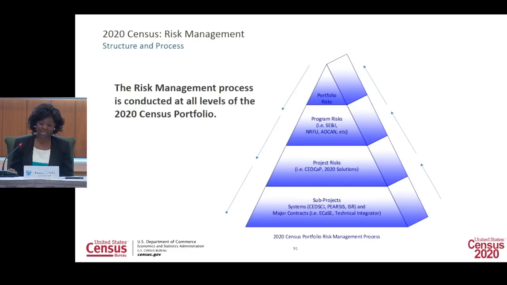In addition, within each program are projects and sub-projects. Some are supported by major contracts. Our risk management approach involves managing risks from the sub-projects to the projects, programs, and ultimately at the portfolio level. This integrated approach to risk management ensures that we are monitoring and managing risks at all levels of the 2020 census. Next slide.